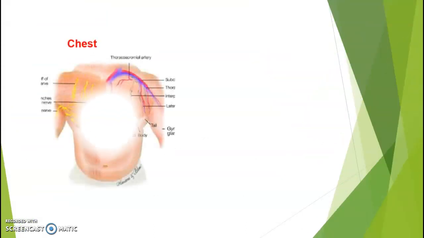Next is the chest. The chest is the part of the body between your neck and your abdomen. It includes the ribs and the breastbone. Inside your chest are several organs, including the heart, lungs, and the esophagus. The pleura are large thin sheets of tissue that line the inside of the chest cavity.